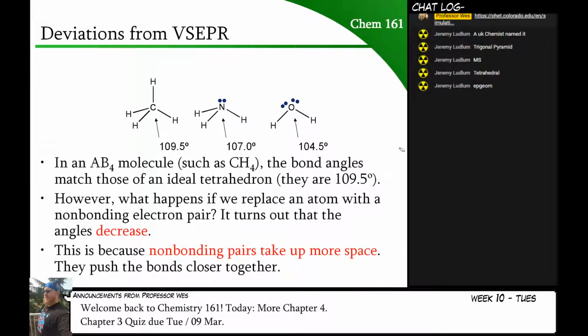Now, on a test, I'm not going to expect you to memorize these numbers. But what I do want you to know is that, if you see an electron pair, you should say, okay, bond angle is less than 109.5. So you'll need to know that it is not 109.5, but instead it is less than.